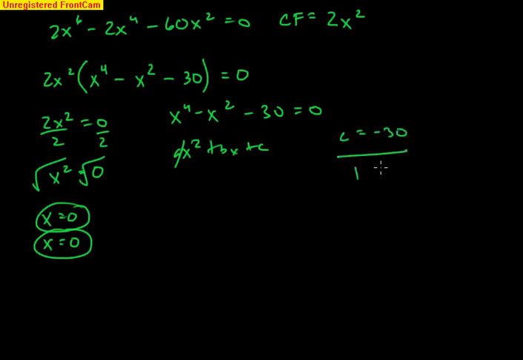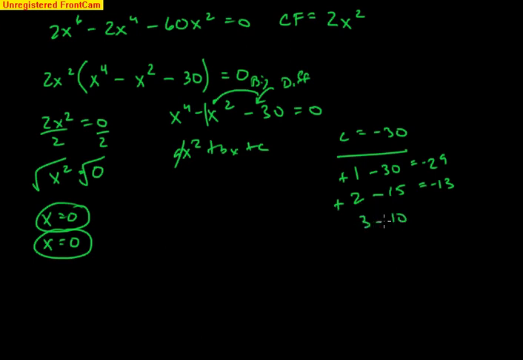c is negative 30. So the factors of 30 are 1 and 30. c is negative, that means different signs. And then the b is negative, that means the bigger number is negative. So 30 is negative, 1 is positive, that's negative 29. I want a negative 1, right? There's a negative 1 in the center, so I got to keep going. 2 and 15, big negative, small positive, negative 13.